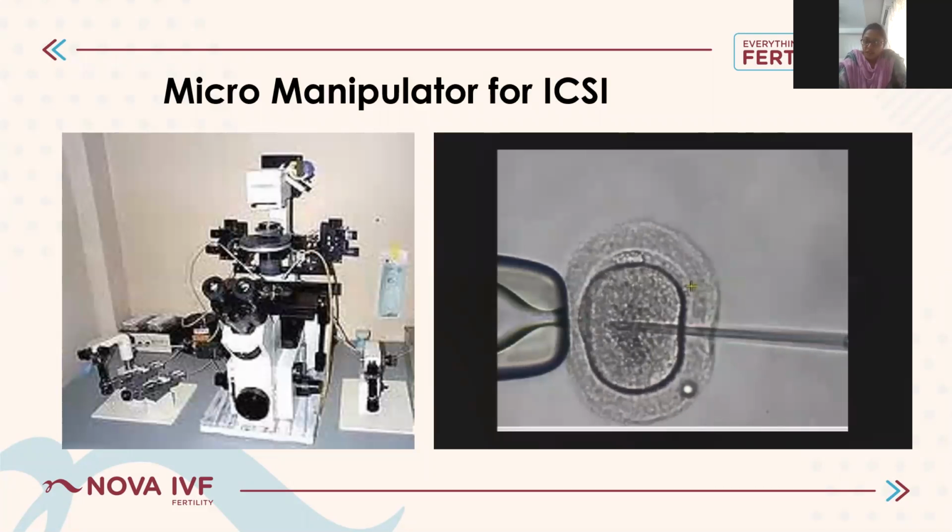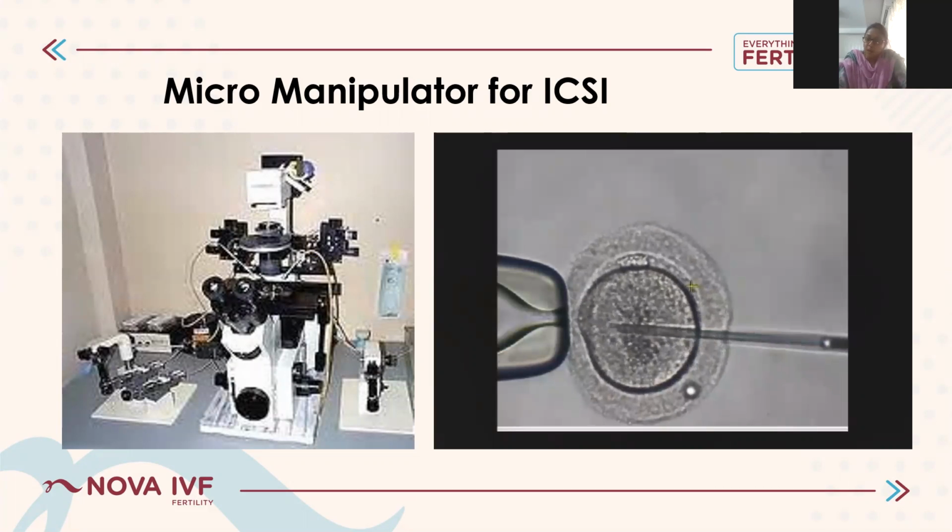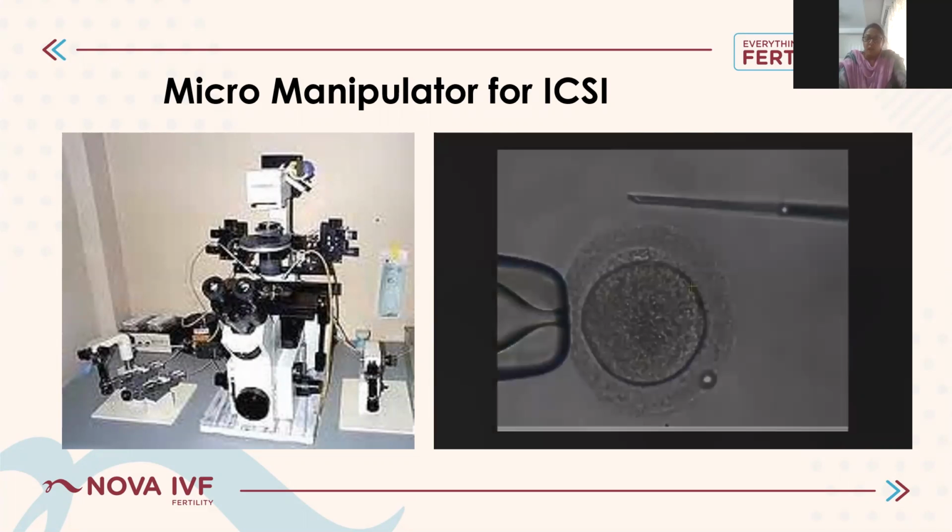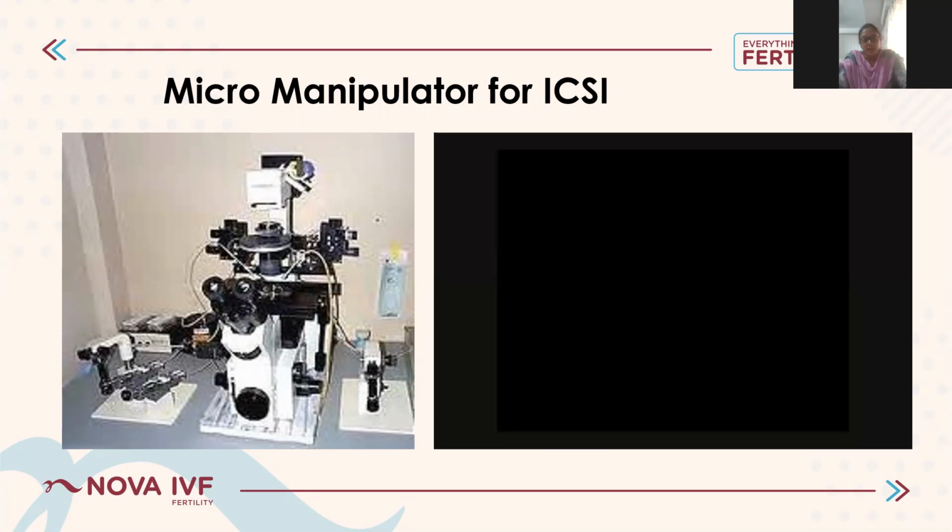So this is the process of ICSI, what is going on. Once the sperm is collected, the egg is there in our hands. We do ICSI, that is, the sperms are injected within the eggs under the guidance of a micromanipulator.